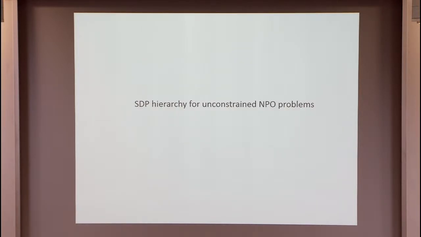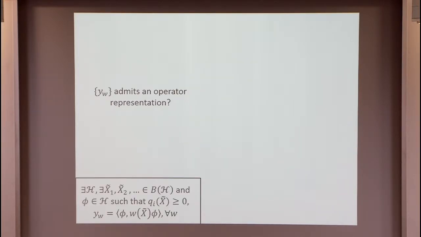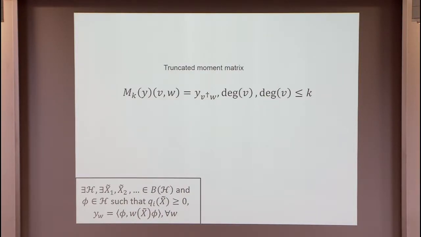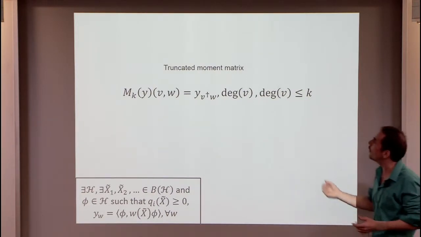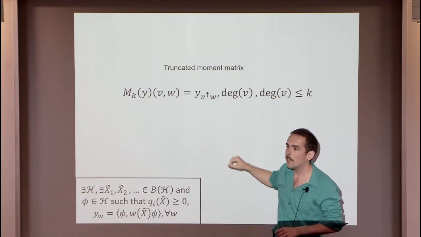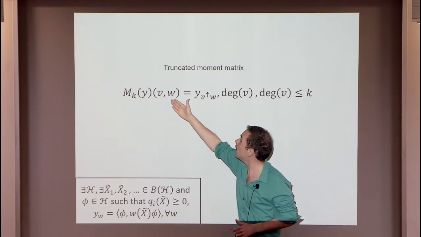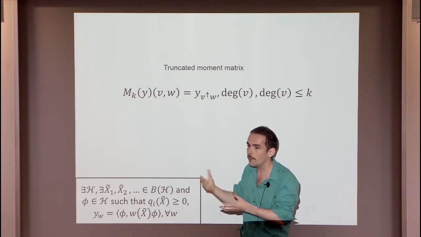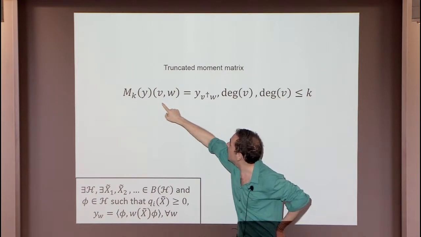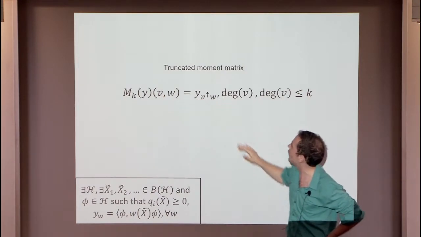Good. Okay, so how does the hierarchy work? Given some set of complex numbers, what are the necessary conditions for these things to admit an operator representation? Well, an easy condition is simply that y_1 is equal to 1, and this follows from normalization of your vector. A more complicated condition is to use all these momenta to define some matrix, which is labeled by the monomials of the non-commutative variables, and such that the (v, w)-th entry is given by this expression.